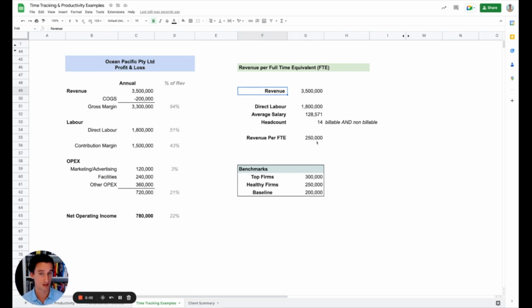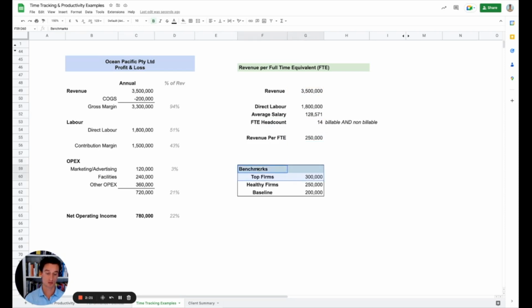And revenue per FTE is fairly simple, and that's why it's so powerful. You just divide overall revenue that you brought in by your full-time equivalent headcount, which gives you a revenue per full-time equivalent of $250,000.